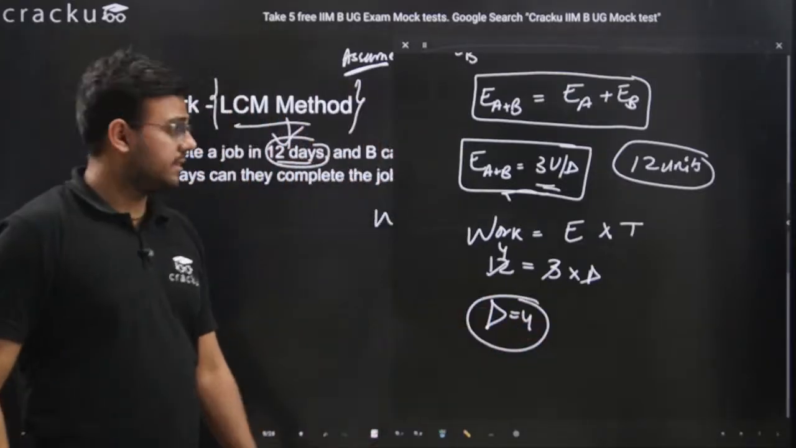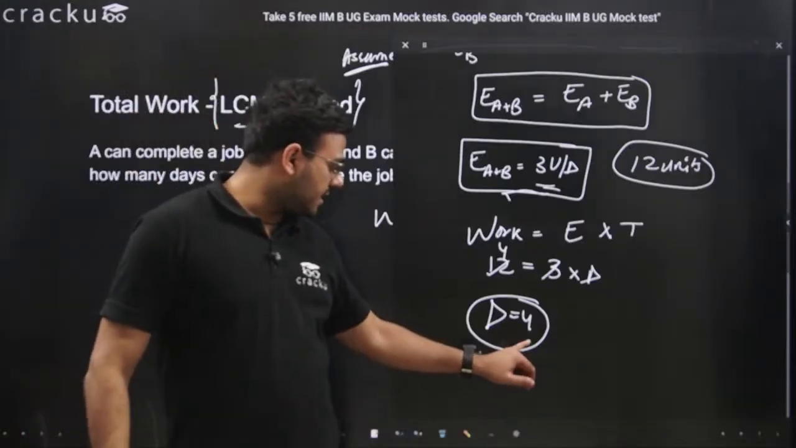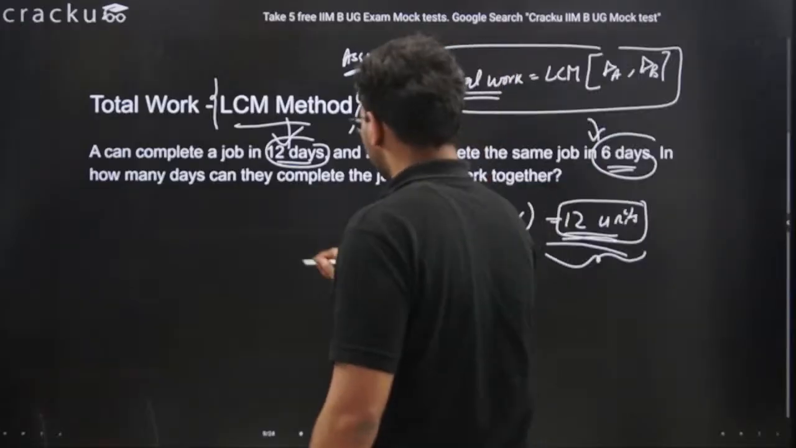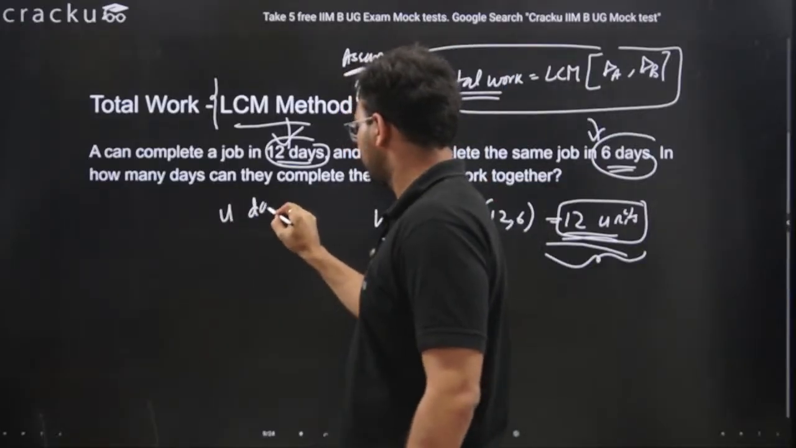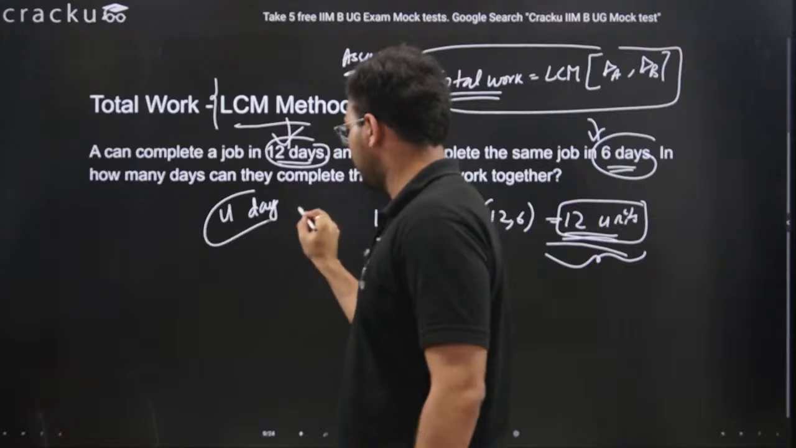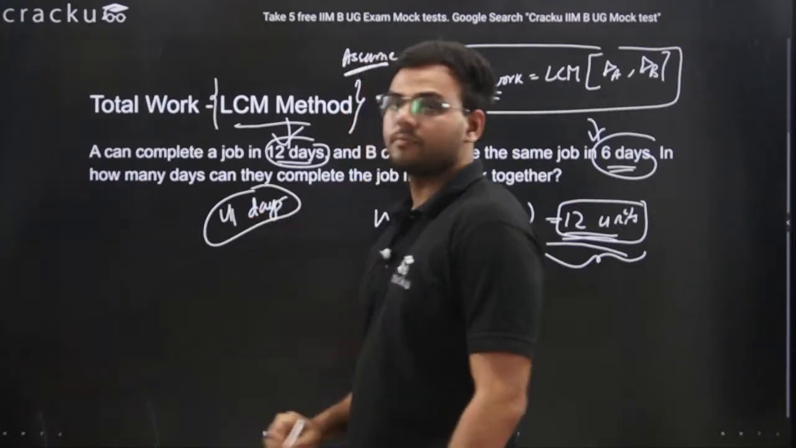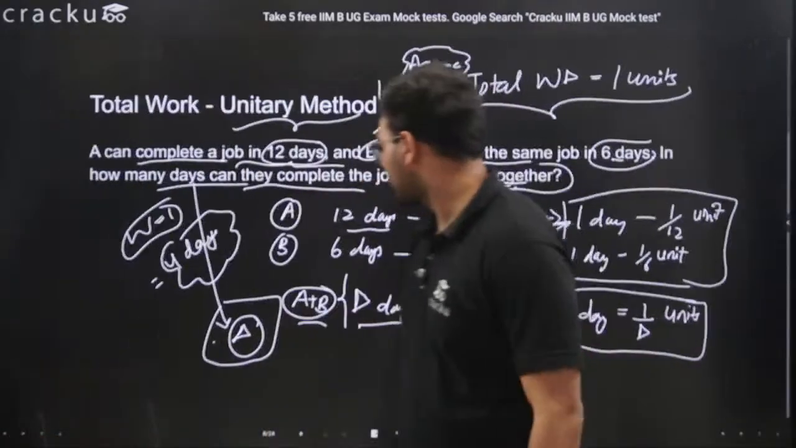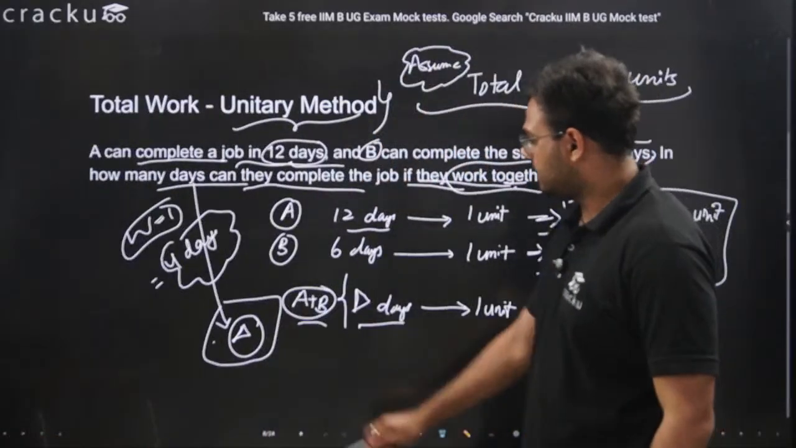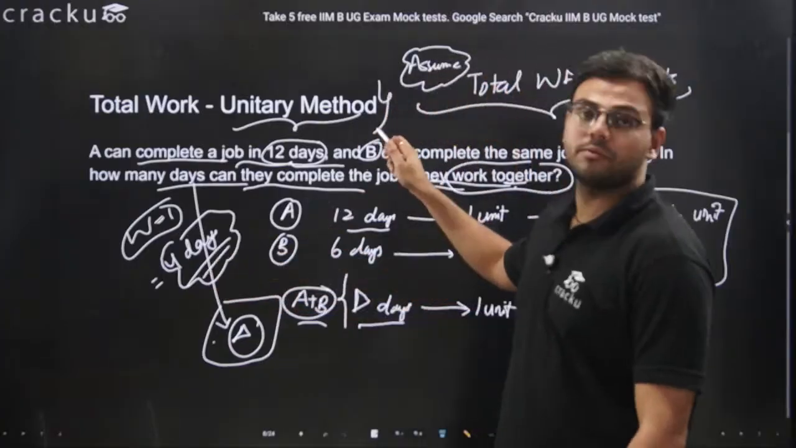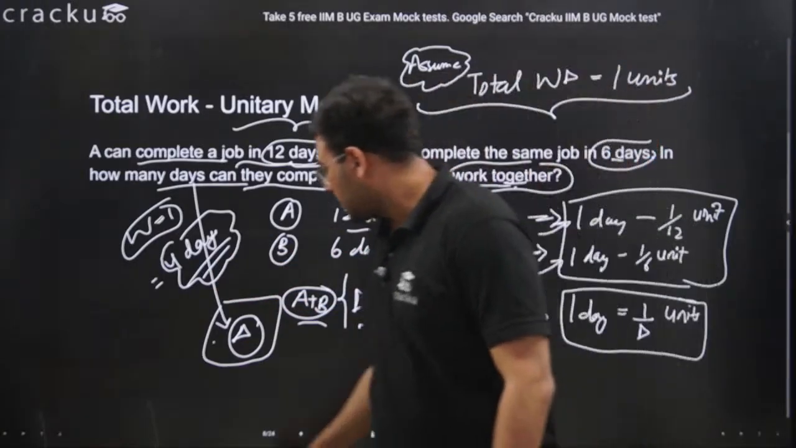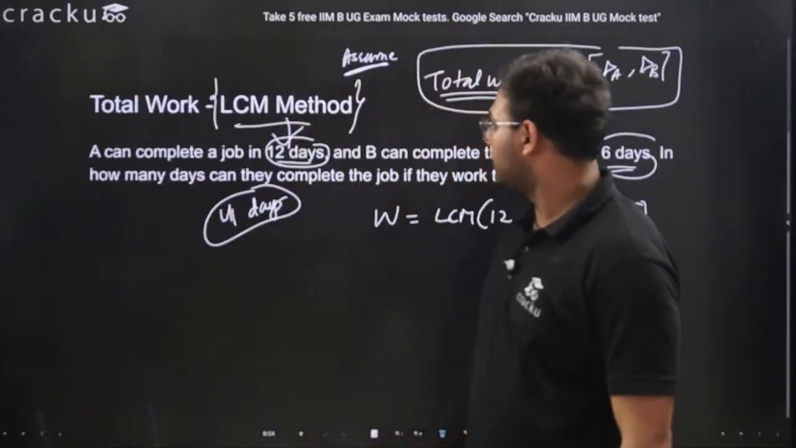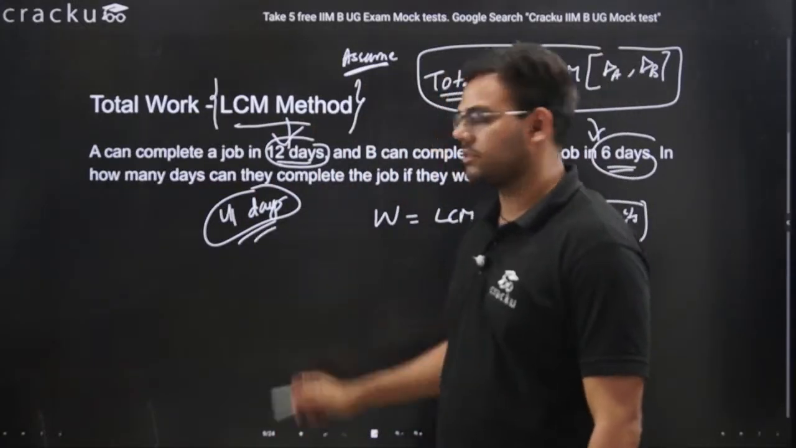That's when they're working together and they're doing the same work, they're taking 4 days. Thus, the answer for this question will be 4 days. So, you can clearly see that the answers are same in both the cases. In the first case, when we were using unitary method, we were getting 4 days as the answer. And now when we are using LCM method, we are also getting 4 days.